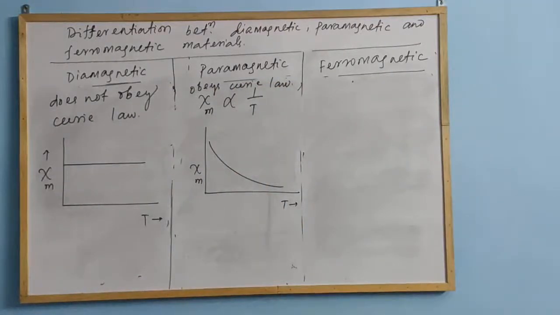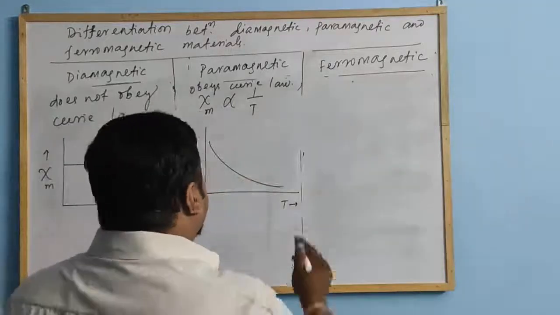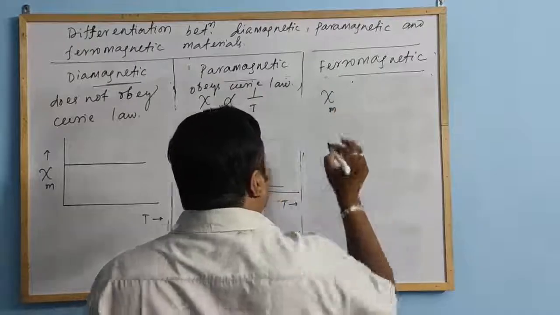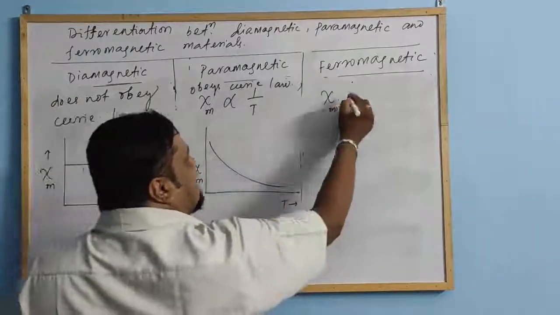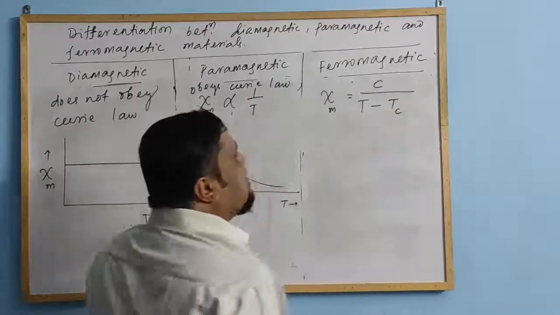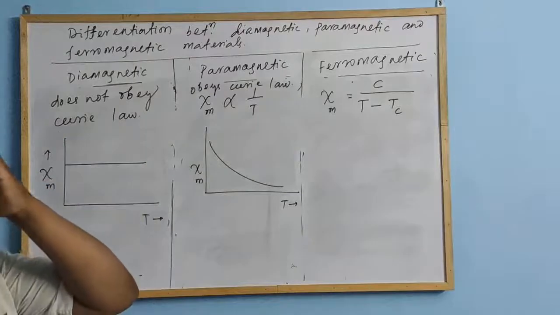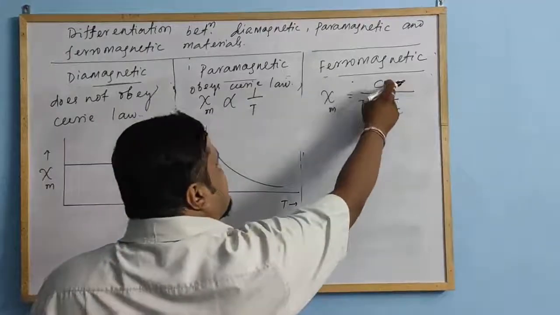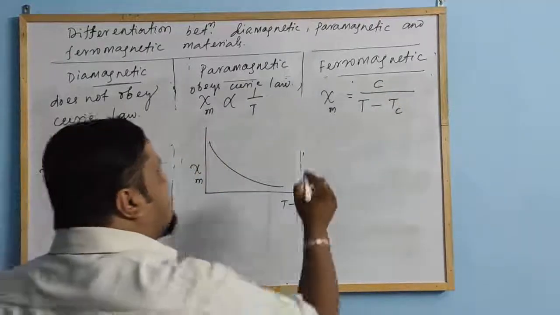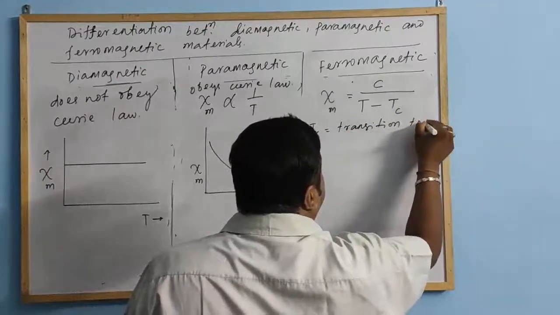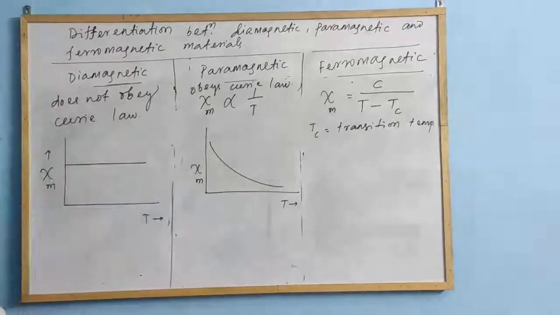Then, if you plot for a ferromagnetic material, it obeys the Curie law with modification. What is that modification? The magnetic susceptibility chi m is equal to C, the Curie constant, divided by T minus Tc. It depends upon the absolute temperature by the relation chi m equals C by T minus Tc, where this Tc is called the transition temperature. What is this transition temperature?